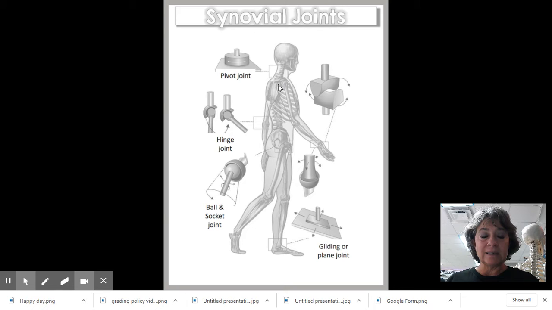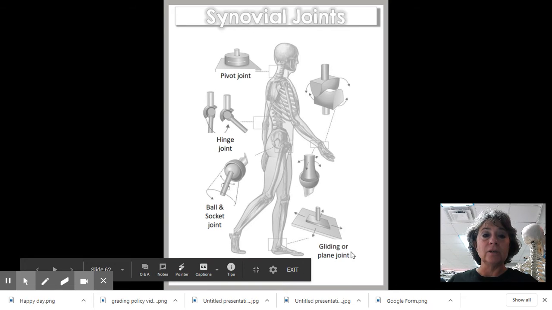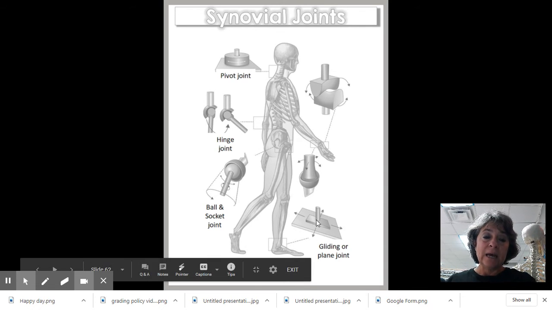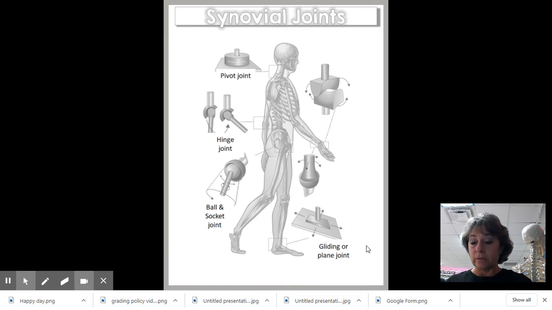The next one over is a gliding or a plane joint. Remember, a plane is just a flat surface we talked about with the sagittal, frontal, and transverse planes. Well, here's a plane, and then the other bone would just slide across the surface of the plane. An example there is the bones between the ankles, the ankle bones there. And those are called tarsals.